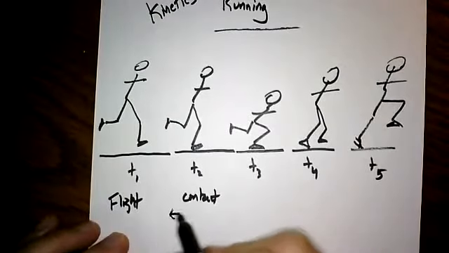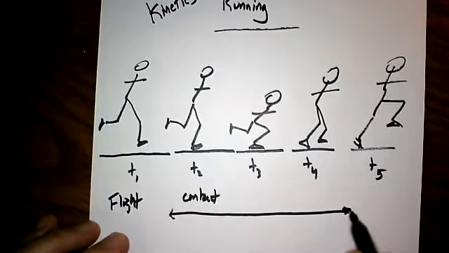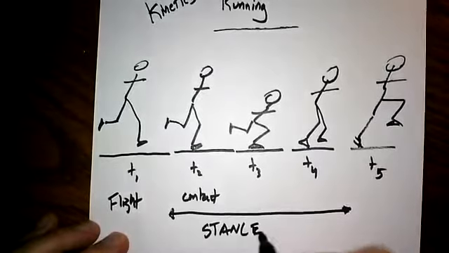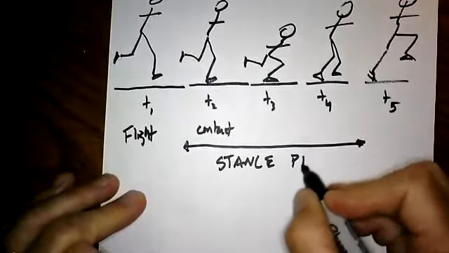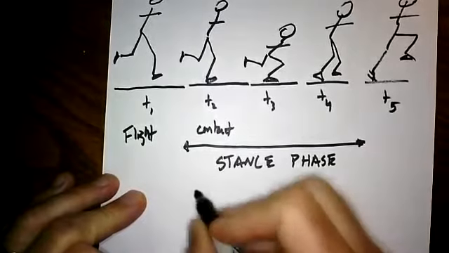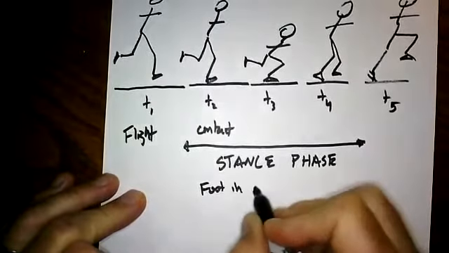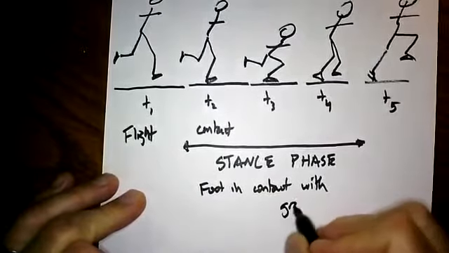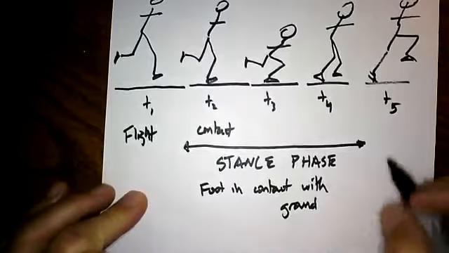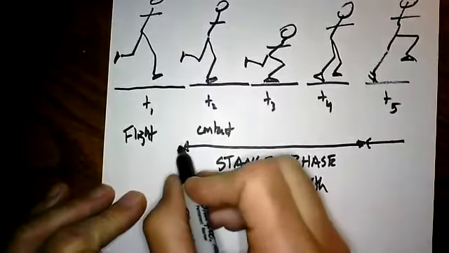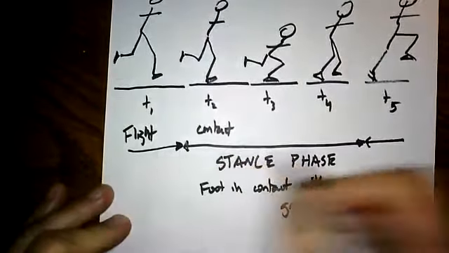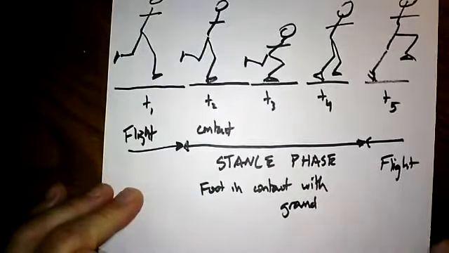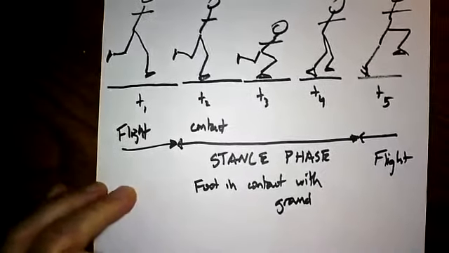And this whole period here, we would call stance phase, where the foot is in contact with the ground. Foot in contact with ground, and obviously that's the part that I'm going to be interested in. And then on the ends of that would be flight phase, flight and flight over here, flight phase, where the person is not in contact with the ground.